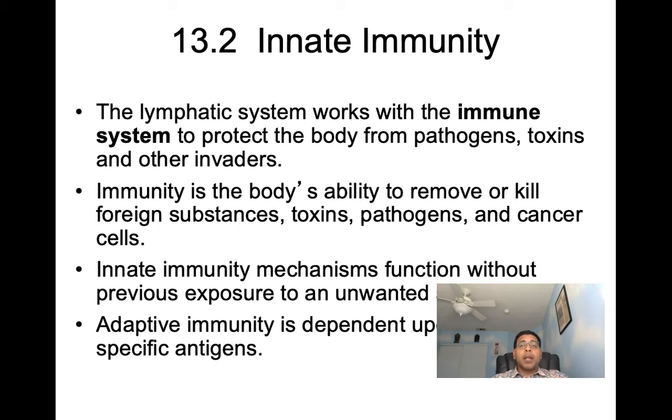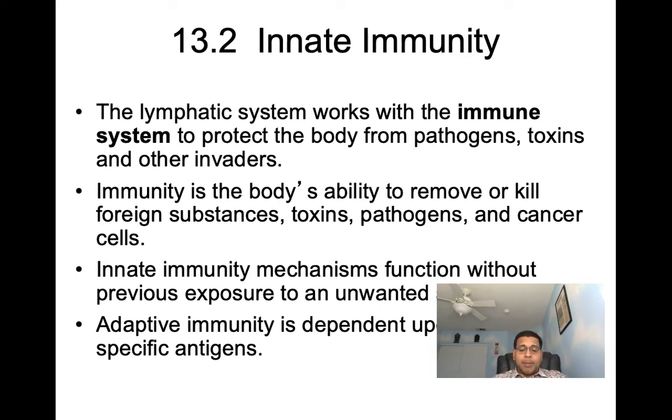There are two main types of immunity we're going to learn about. First is innate, and second is adaptive immunity. Innate immunity is fully functional without previous exposure to these substances such as pathogens, toxins, cancer cells, or any other invaders. Adaptive immunity is initiated and amplified after specific recognition of these substances.